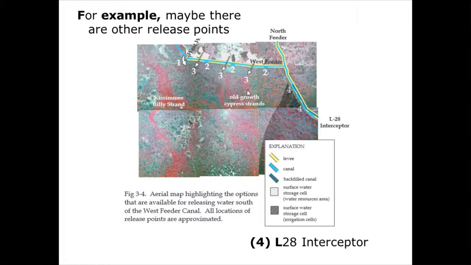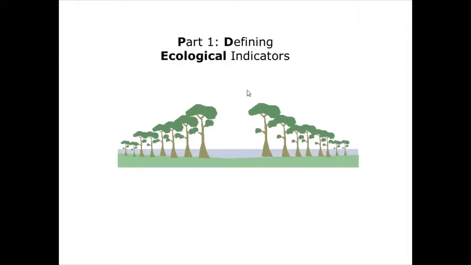But more importantly, and now we're going to go to part one, is to make those releases, do we need to define these ecological indicators first? And that's going to be the next discussion, part one of this three-part series, with what we just concluded here as the introduction. Thank you, and see you at the next session.